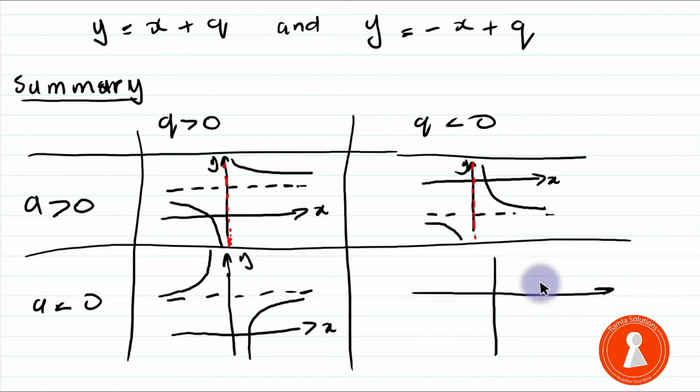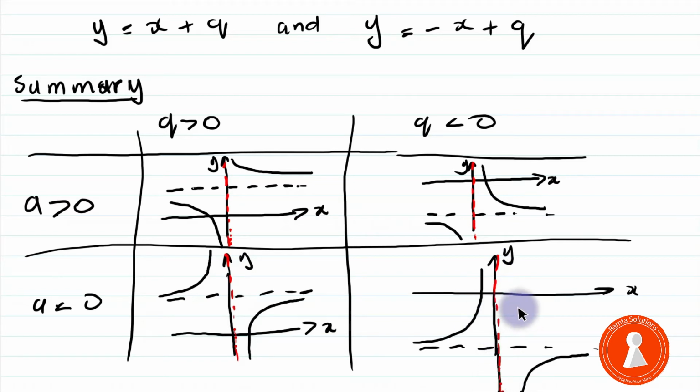Now, sorry, let's look at when both A and Q are negative. The graph would shift down, right? And what did we say? We said it is in the second and fourth. Remember, the graph will never touch this point here. Okay, guys. So this is your hyperbolas, your grade 10 hyperbolas.